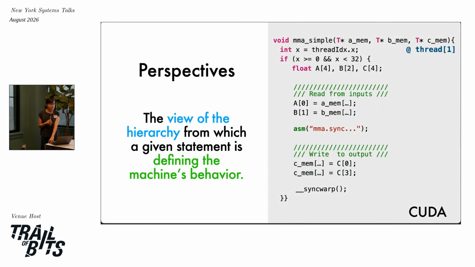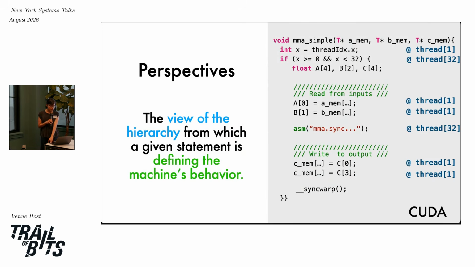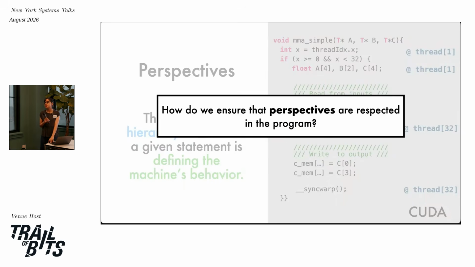Okay, so now we can do the same thing really quickly for the same program, where we have the first statement living at thread 1 perspective, the next at thread 32. Same goes for inputs, thread 32 for the Tensor Core, thread 1 for the write to outputs, and then thread 32 for the sync warp.